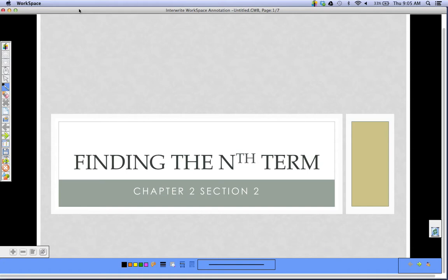We are starting a section that is based on logic and reasoning. So we're going to do a couple different things, but I think you guys will find it enjoyable. The first thing we're going to talk about is what is called finding the nth term. So in other words, we're going to be looking at sequences.